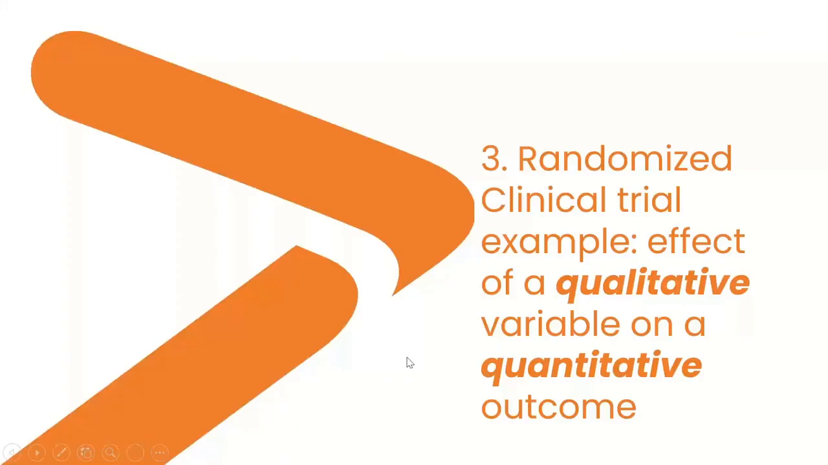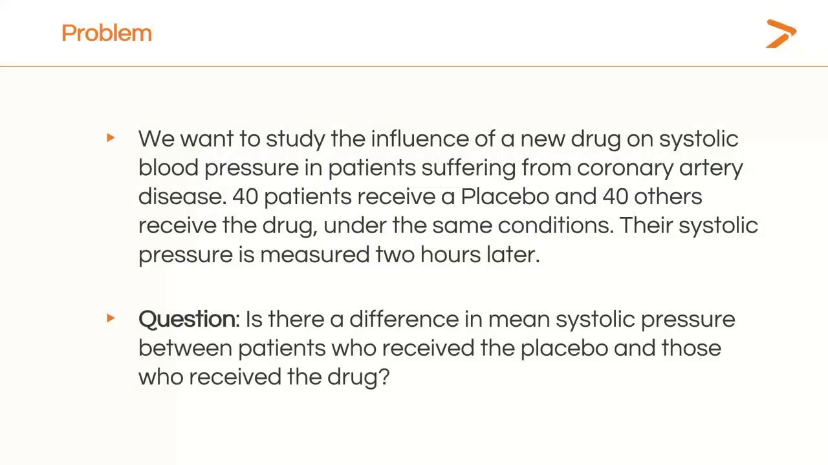Let's begin. Randomized clinical trial example. I'm going to investigate the effect of a qualitative variable on a quantitative outcome. So this is the first case in the table I just showed you. We want to study the influence of a new drug on systolic blood pressure in patients suffering from coronary artery disease. 40 patients receive a placebo and 40 others receive the drug under the same conditions. So their systolic pressure is measured 2 hours later.